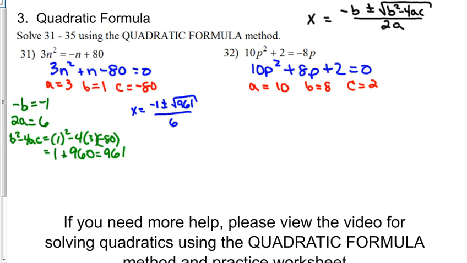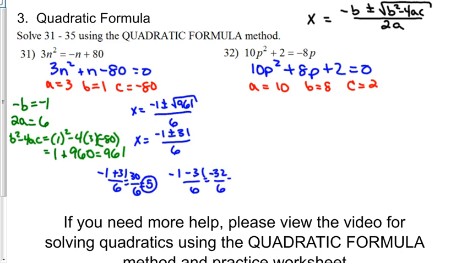And then we need to do some simplifying. So the square root of 961 is 31. We're not quite done with our answer there. We have negative 1 plus 31 over 6. We also have negative 1 minus 31 over 6. This is 30 over 6, which is 5. That's one of our answers. This is negative 32 over 6, which is negative 5 and a third. That's our other answer. There you go.